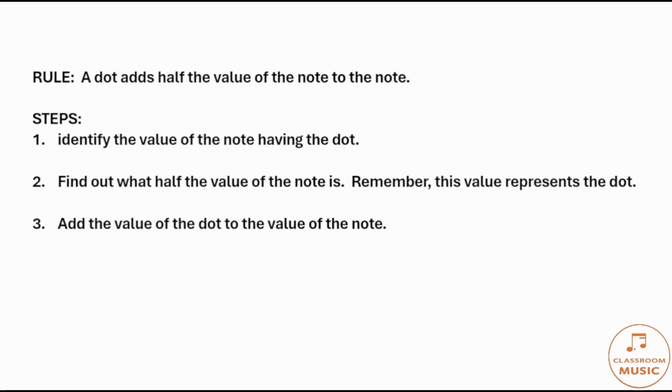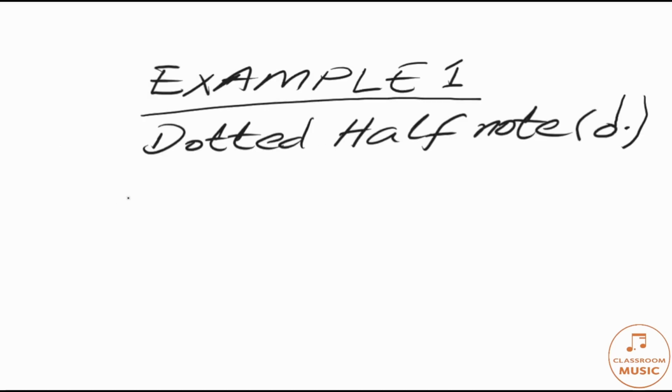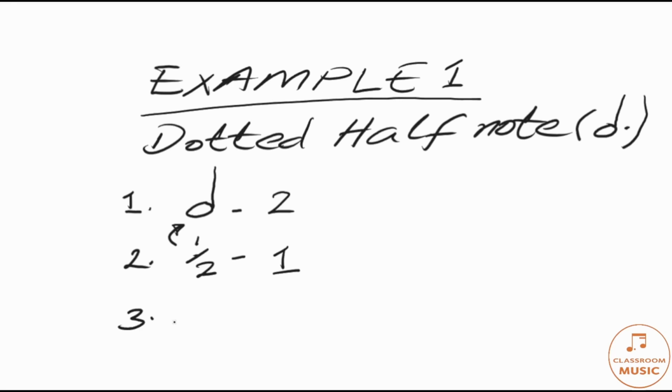Let us see practical examples. A dotted half note. Step 1. How many beats does a half note have? The answer is 2. Step 2. What is half value of a half note? The answer is 1 beat. So this 1 represents the value of a dot. Step 3. Add that 1 beat to the 2 beats of a note and the total will be 3. So a dotted half note will have 3 beats.